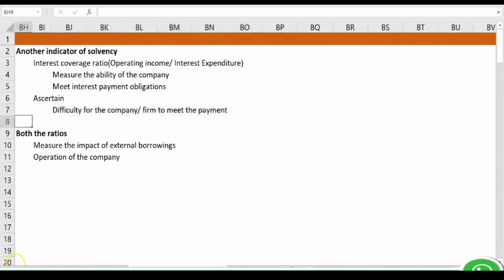Okay, so both the ratios, that is the debt to equity ratio and this interest coverage ratio, they measure the impact of external borrowings on the operation of the company.